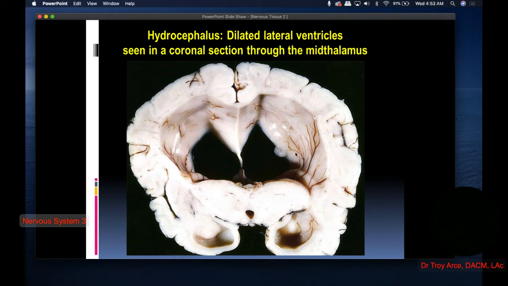So this is an enlarged ventricle here. This is a cross section, and this is a dilated lateral ventricle seen in a coronal section through the mid-thalamus region.